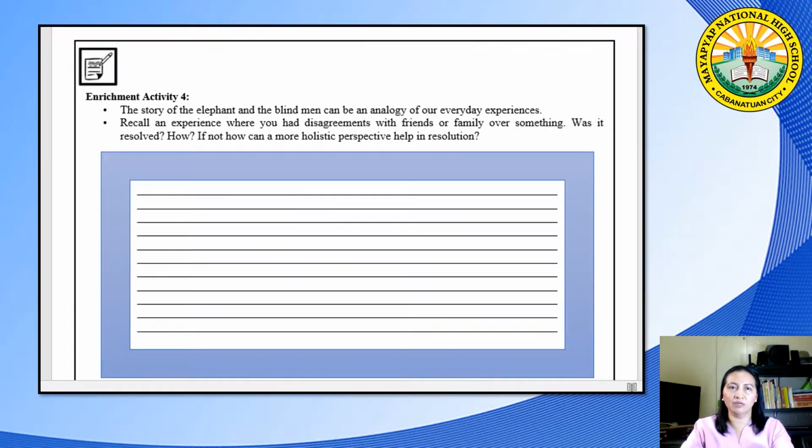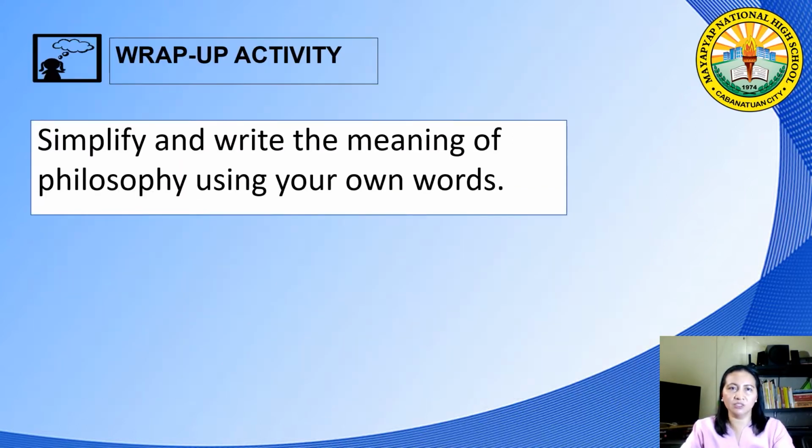And for enrichment activity number 4, the story of the elephant and the blind men can be an analogy of our everyday experiences. So what you are going to do is recall an experience where you had disagreements with friends or family over something. Was it resolved? How? If not, how can a more holistic perspective help in resolution? And the last one, for your wrap-up activity, simplify and write the meaning of philosophy using your own words.